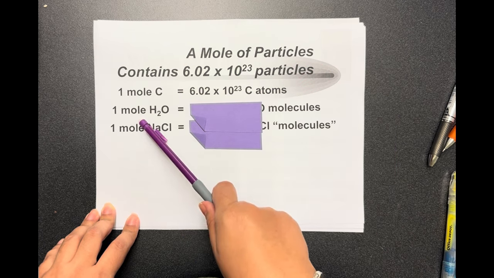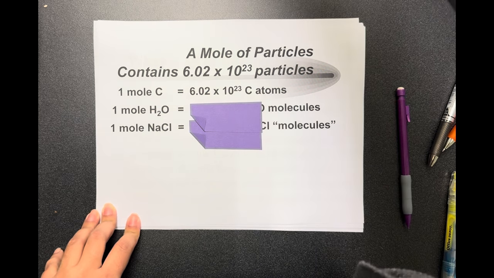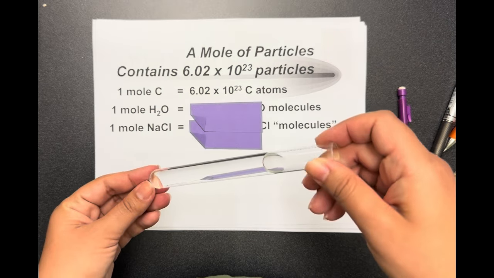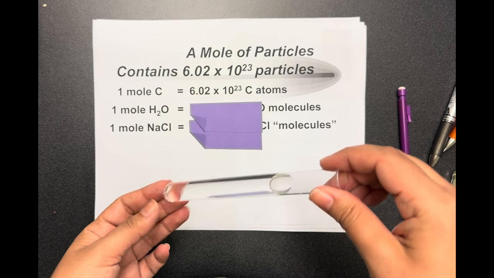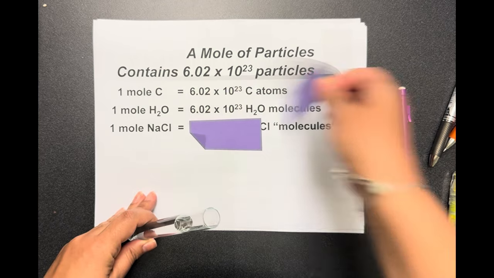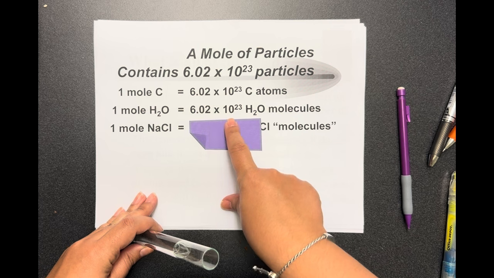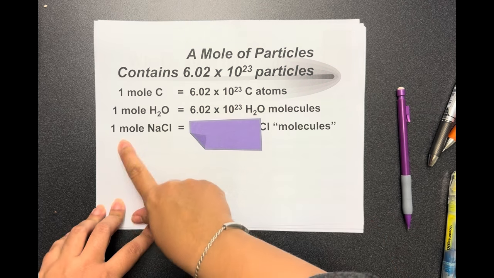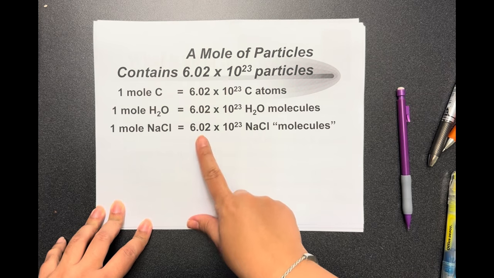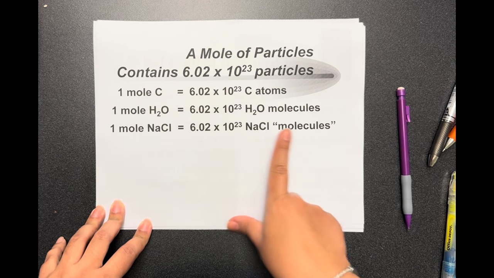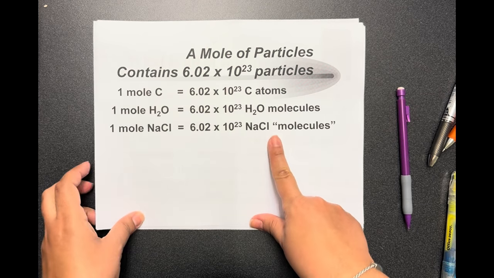If I have 1 mole of water, so in this little test tube, I have about 1 mole of water, and I have 6.02 times 10 to the 23 water molecules. 1 mole of sodium chloride means that I have 6.02 times 10 to the 23 molecules of sodium chloride.